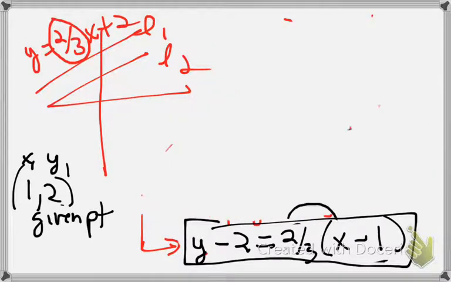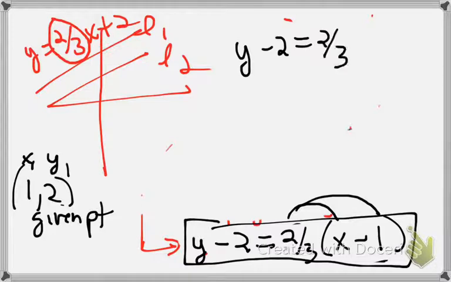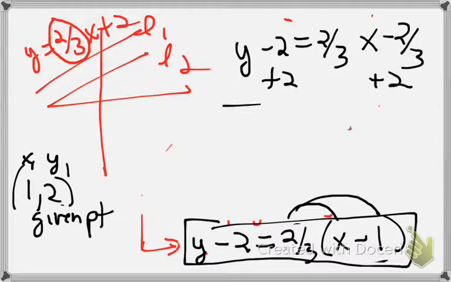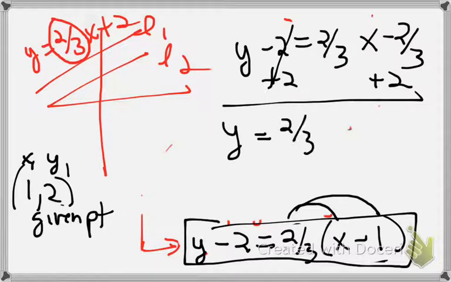Okay, so when I say clean that up, I mean distribute. So you're basically going to have y minus 2 equals 2/3 x. 2/3 times 1 is still 2/3. So minus 2/3. Add 2 to the other side. Then you basically have y equals 2/3 x, and then whatever negative 2/3 plus 2 is, which is 1 1/3, but you can type it in your calculator if you like.